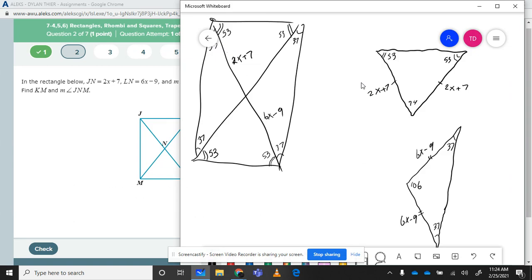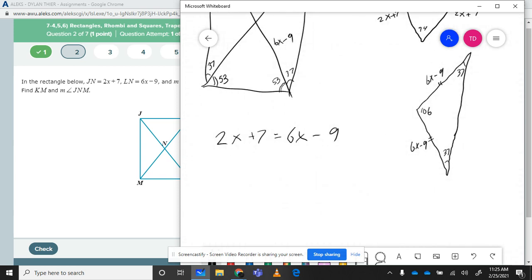Okay, so we are going to say that 2x plus 7 should be the same thing as 6x minus 9. And we'll go through and solve for x there. So I'm going to subtract 2x from both sides. So I get 7 equals 4x minus 9. And I'm going to add 9 to both sides. So I get 16 equals 4x. That tells me that x has to be equal to 4. So 4 times 4 is 16.